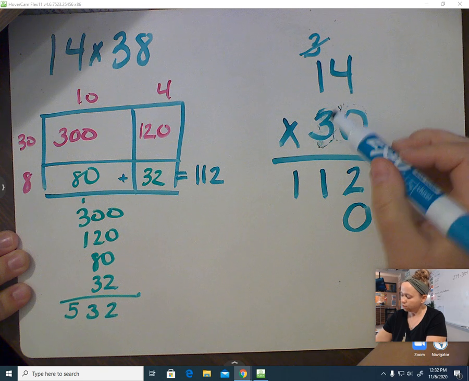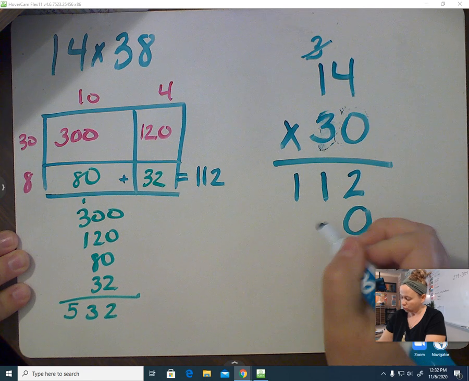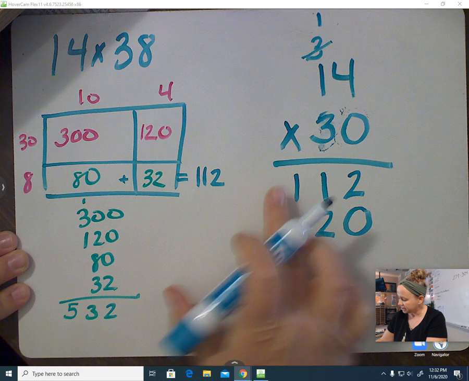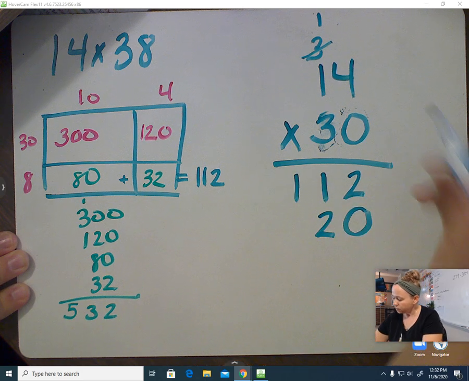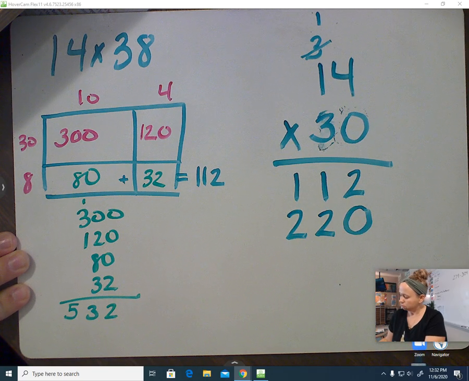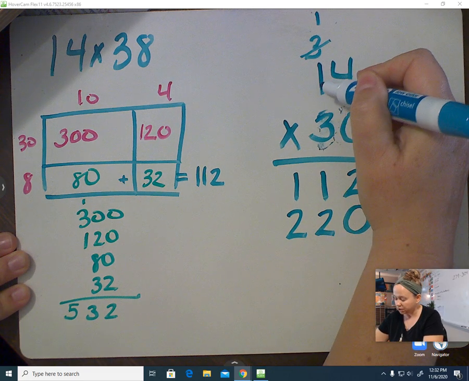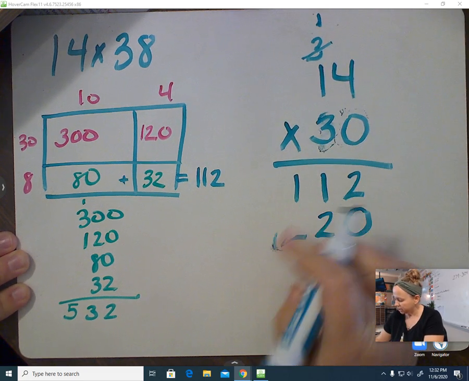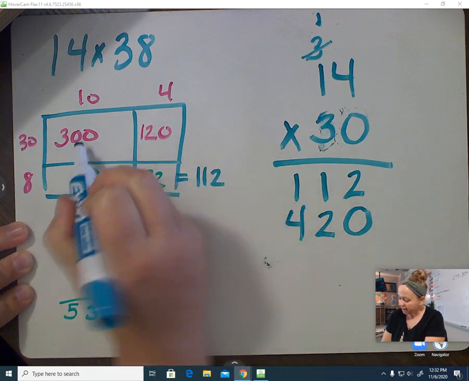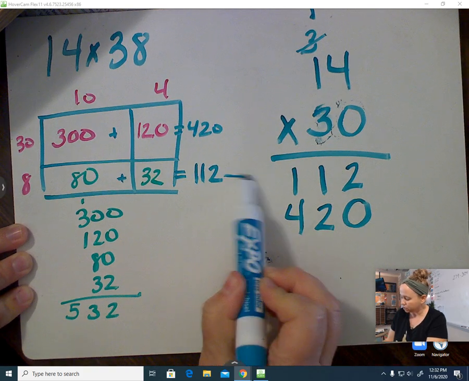All right, 14 times 30. I put my 0 for my placeholder. 3 times 4 is 12. I'm going to put the 2 here, carry the 1. Basically, I'm also pretending like this is not here, okay? 3 times 1 is 3, plus 1 is... wait, I did that wrong. 3 times 1 is 3, plus 1 is 4, okay? So if I add these two together, I get, check it out, 420. Do you see now where these numbers are coming from?